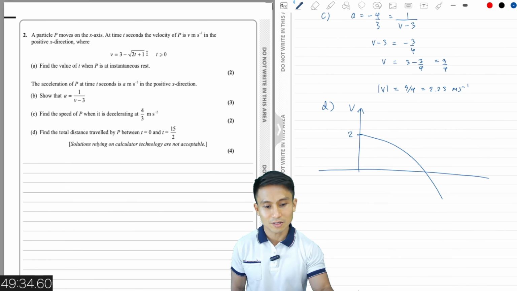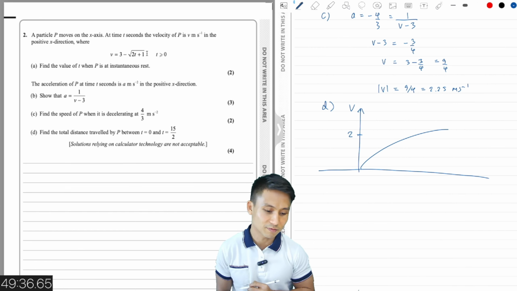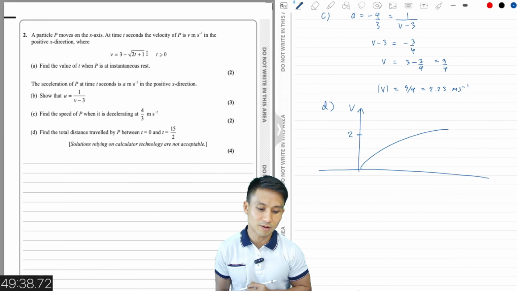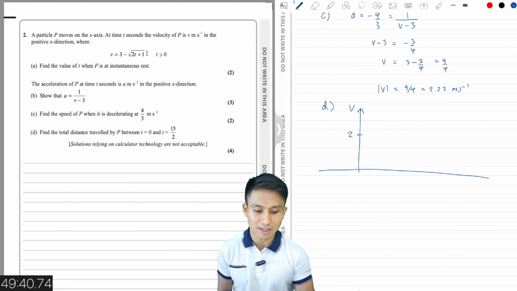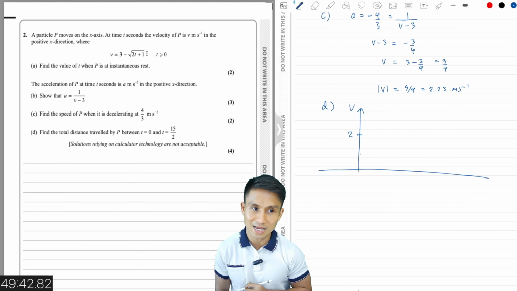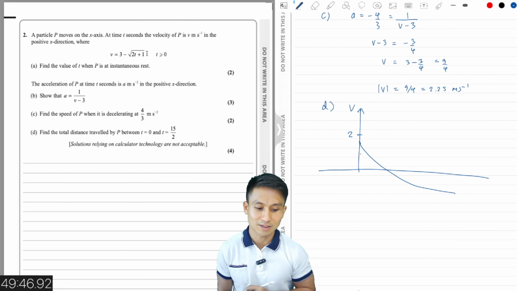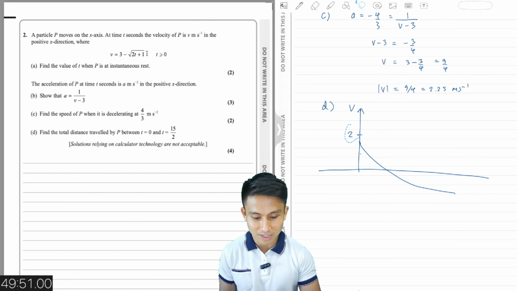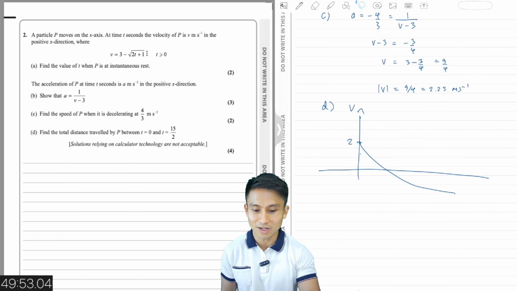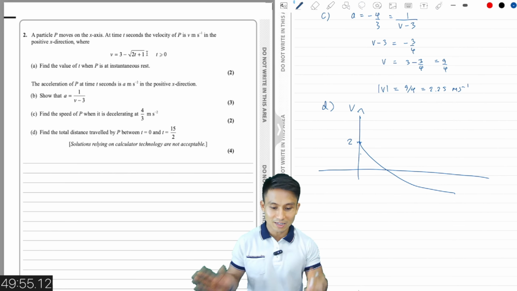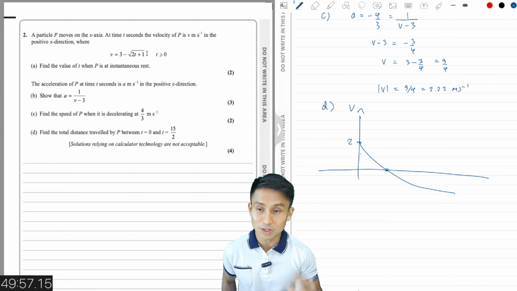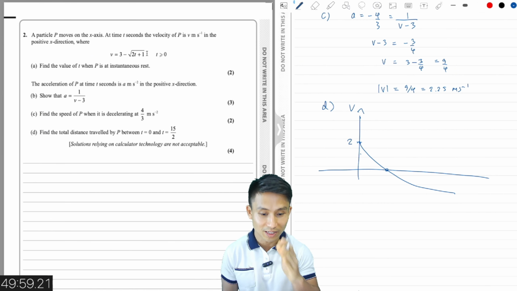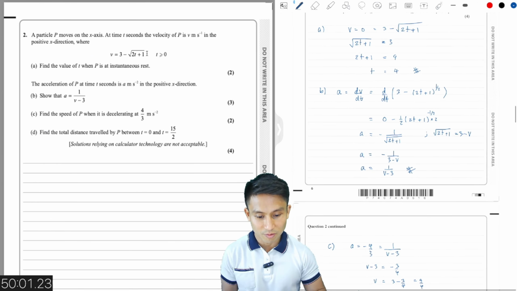No, actually, if you have a positive square root there and you flip it, it should be something like that. But this is negative. It should look like this, no? Yeah, it should be like that. Anyway, that's just the graph. Not that important. You don't even need to plot, but I'm just showing you that there is a point at which speed is 0, and we found that already. Instantaneous rest, from part A.